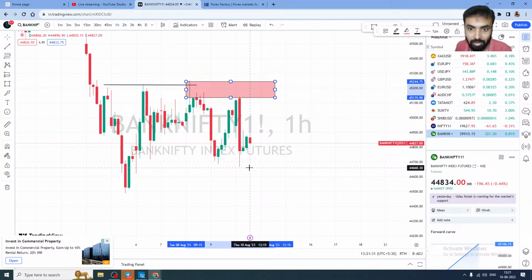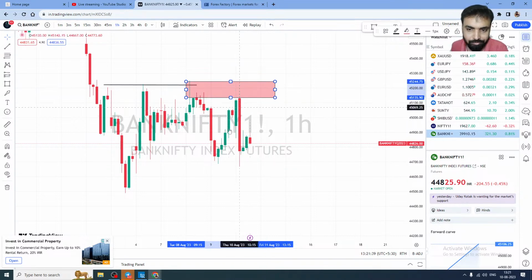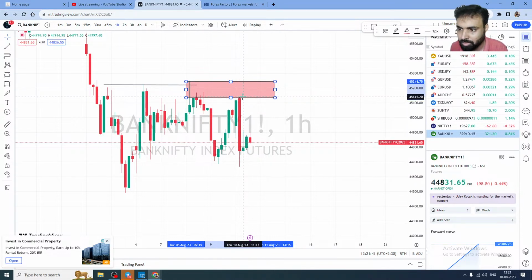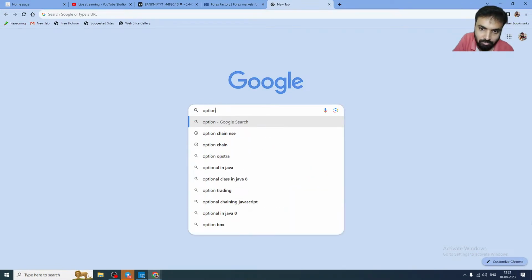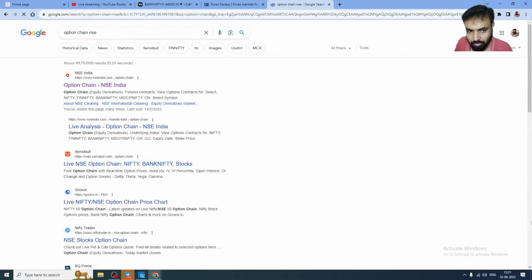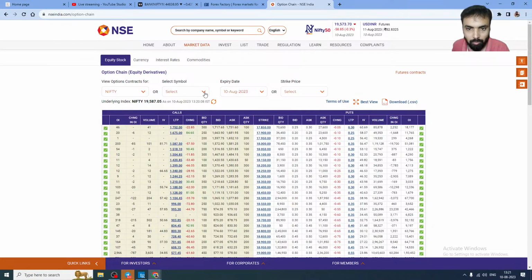If you are trading standard futures, but options is different. Options, this is how much? 45,141. 45,141 means... What is the strike price?